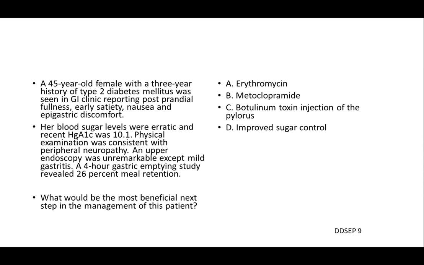This is where we get pretty common: a 45-year-old with type 2 diabetes and postprandial symptoms, sounds like gastroparesis. Her A1C is off the charts at 10.1, and she already has peripheral neuropathy. So whoever wrote this question has painted you a clear picture: their stomach's probably not working very well. They did an endoscopy, which was normal, and a 4-hour gastric emptying study showed 26% meal retention. Is that normal or abnormal? Abnormal, yeah. Anything more than 10% is an abnormal gastric emptying study.